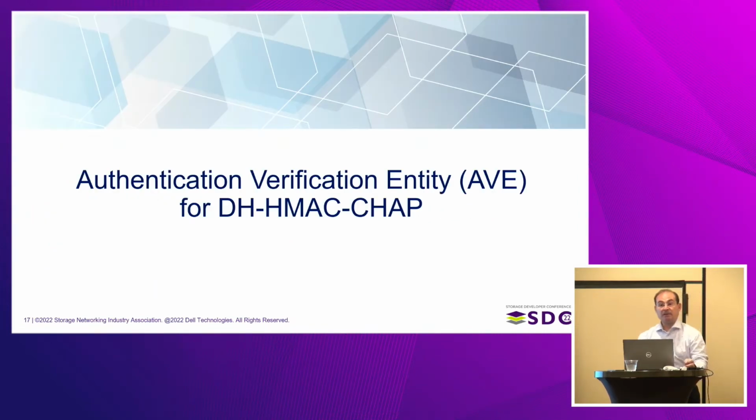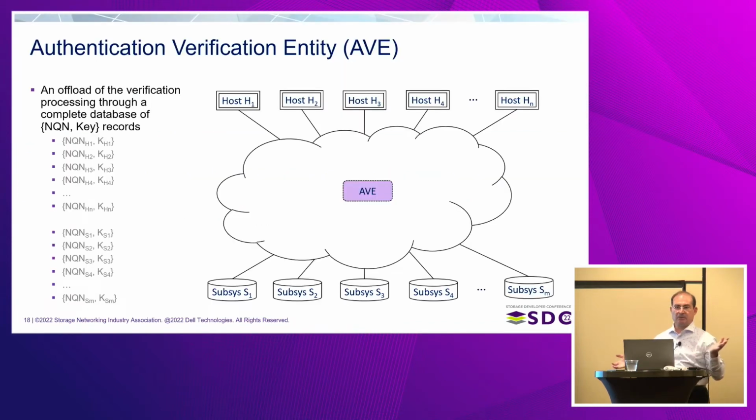This is why we invented the Authentication Verification Entity, to drastically simplify this problem. What is this Authentication Verification Entity? It's an offload of the verification processing through a single complete database of NQN, key records. So imagine your fabric, N hosts and M subsystems. Now I have an AVE in my fabric, which keeps this database of NQN, key records: NQN of the host, key of the host, NQN of the subsystem, key of the subsystem.